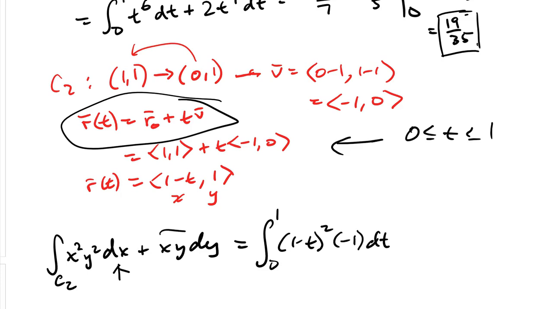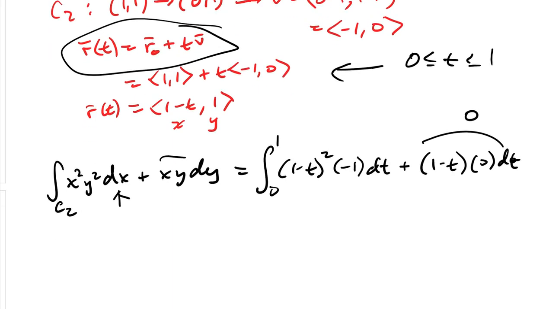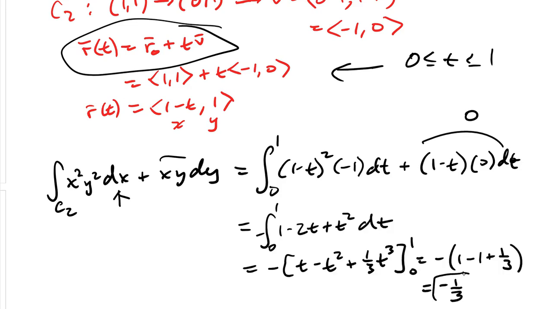So now I'm working on this. xy will be 1 minus t times 1, and then dy. Well, the y is 1, so the derivative of 1 is 0, dt. So this whole piece is 0. So now I'm going to take care of this, and I'm going to pause the video and come back. So I got negative 1/3 right there.